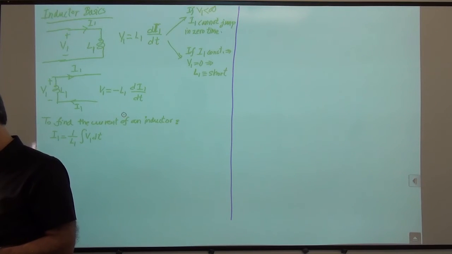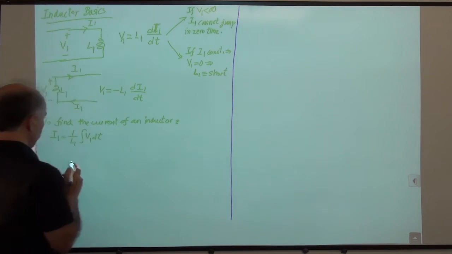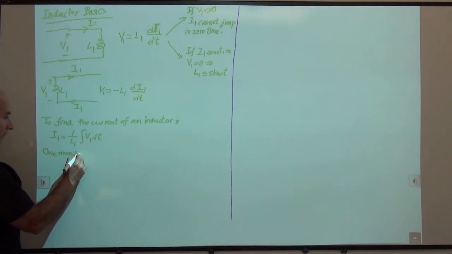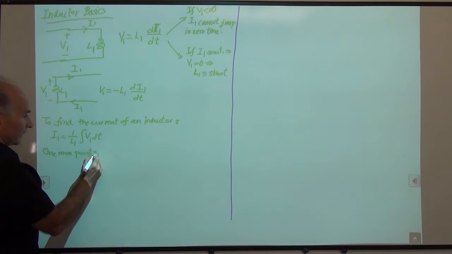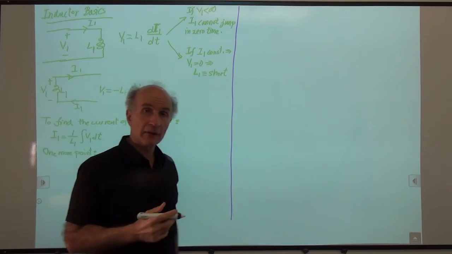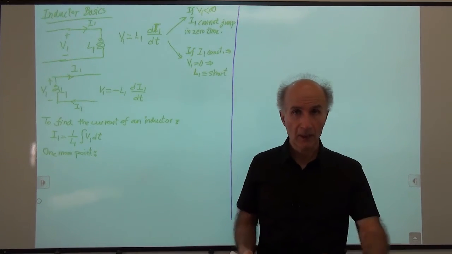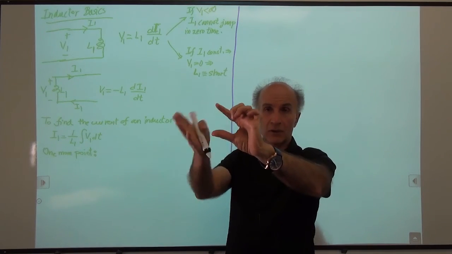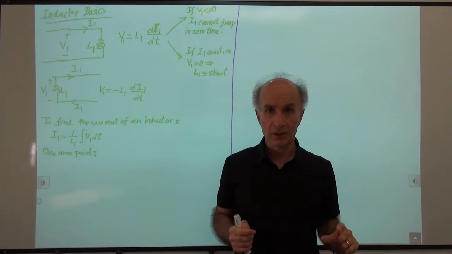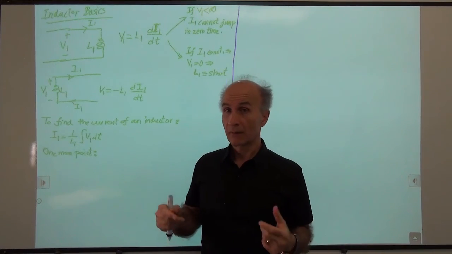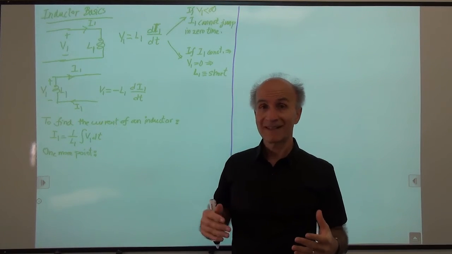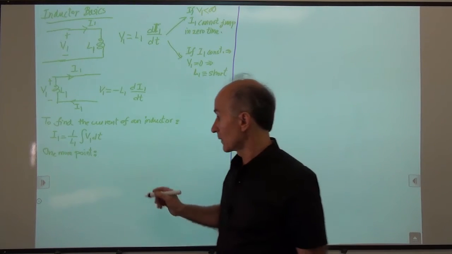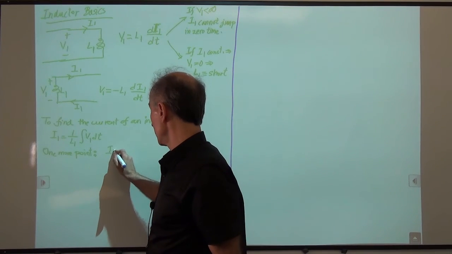Okay, let's look at some examples. Actually, one more point. So we saw that an initial condition on a capacitor was clear, right? We have a capacitor, there's some voltage difference or some charge here, positive charge here, negative charge here. That was the initial condition. For an inductor, it's a little different. For an inductor, initial condition means the current through the inductor is not zero.